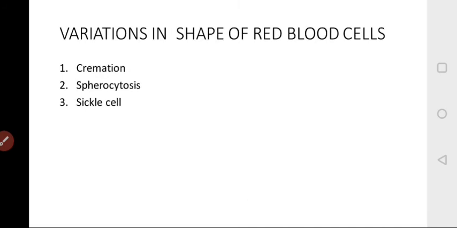Now, we will see the variations in shape of the red blood cells. The shape is altered in the following conditions. Number 1, crenation, shrinkage as in hypertonic conditions. Second, spherocytosis, a globular form as in hypotonic condition. Sickle cell, crescentic shape as in sickle cell anemia.